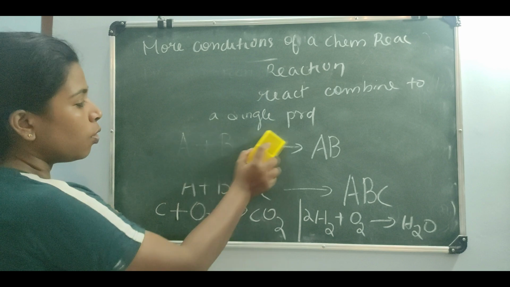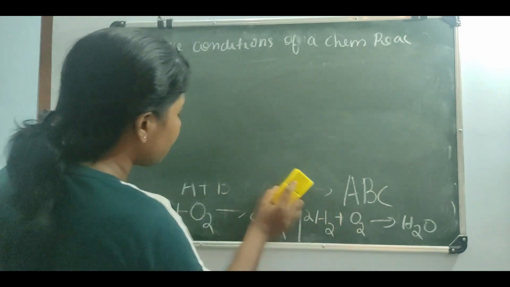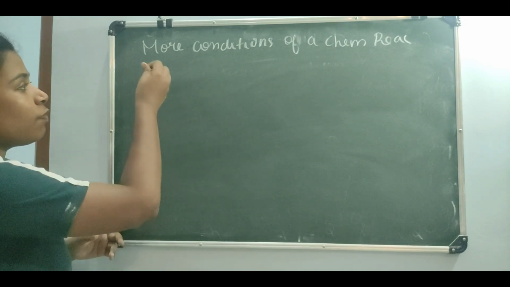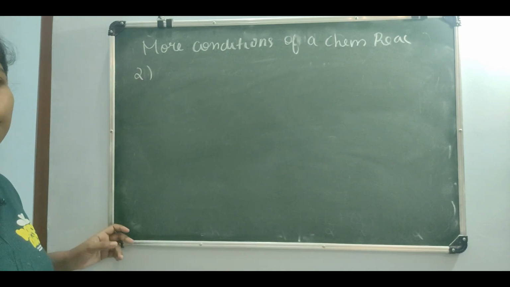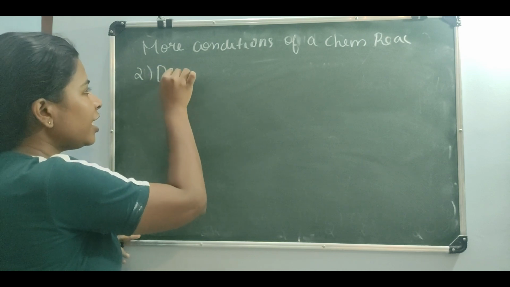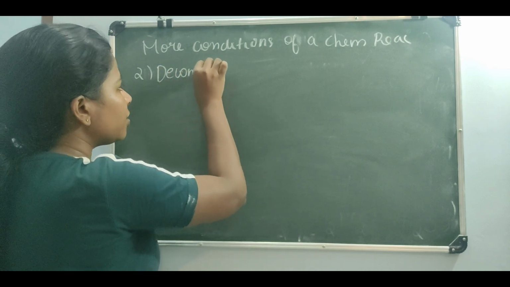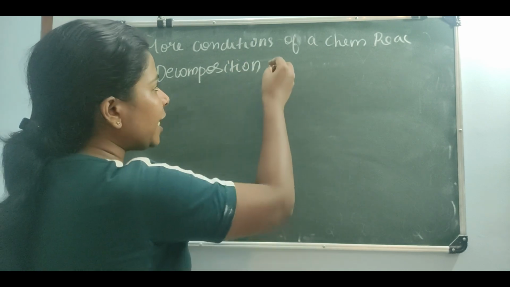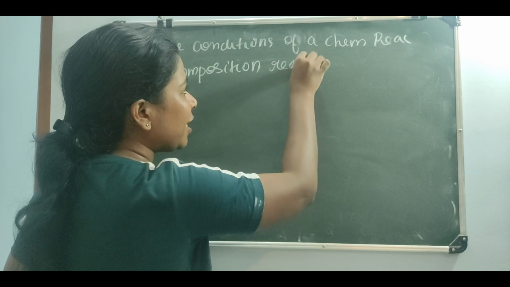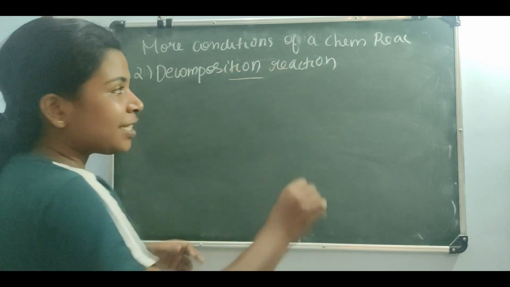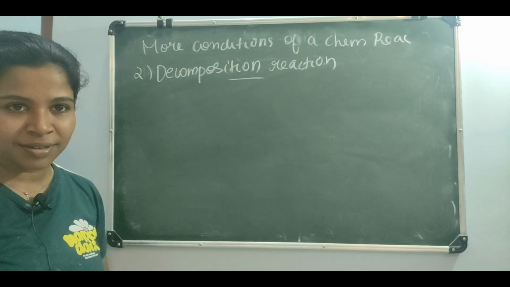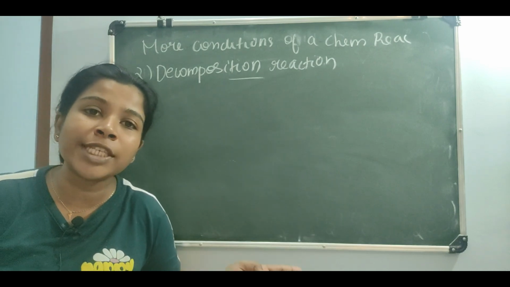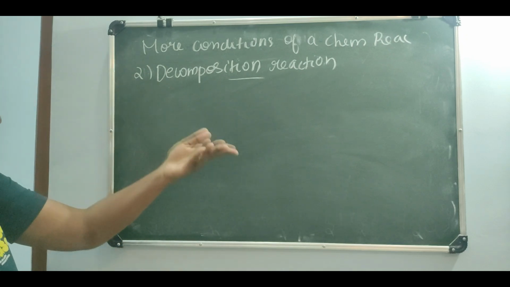Okay, now we are coming to the second type of reaction. We learned combination reaction. The second one is decomposition reaction. So can you guess what decomposition reaction will be? What will be happening? The name suggests it. Decomposition means a single reactant decomposes to form two or more products.